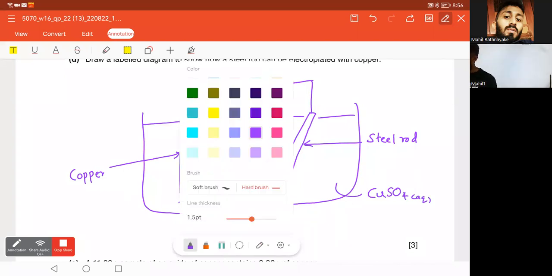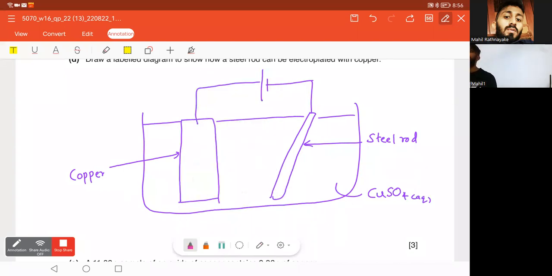Okay. Can you please tell me, write what are the equations that take place, right? First, copper becomes what? Copper 2 plus. It is attracted to the cathode. On the cathode, again copper 2 plus becomes copper. Then copper will be plated on the steel rod. Okay.